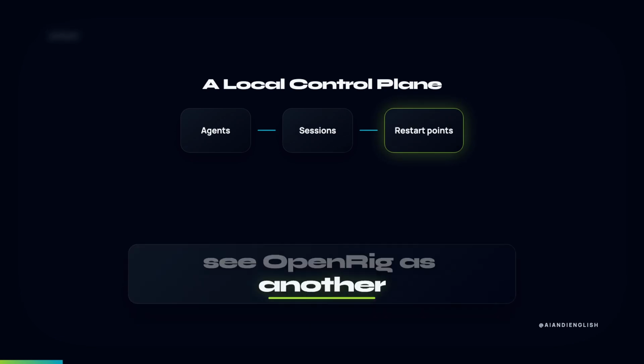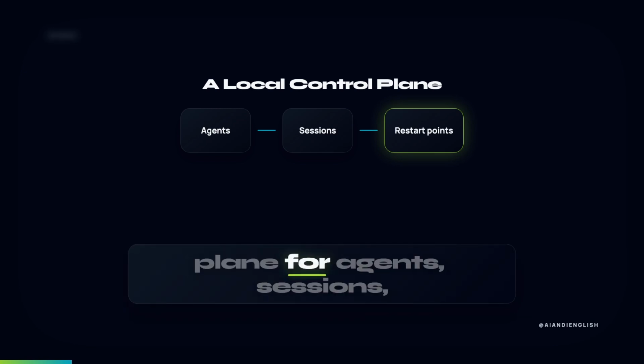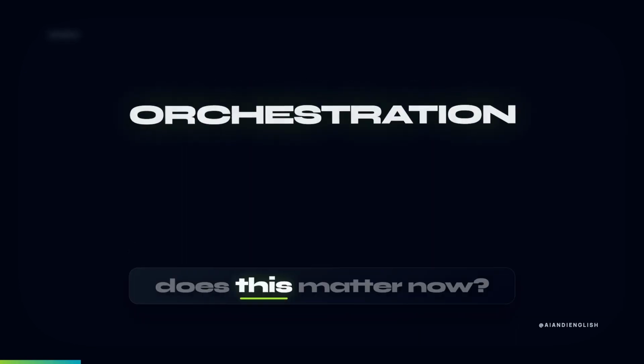Do not see OpenRig as another prompt layer. See it as a local control plane for agents, sessions, and restart points. Why does this matter now?